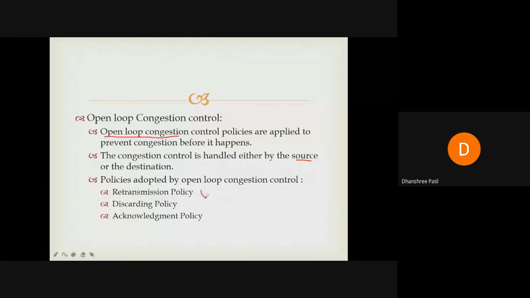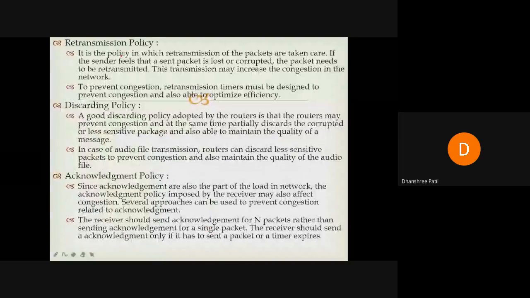These are the three policies which come under open loop congestion control. Open loop म्हणजे काय की congestion व्हायच्या अगोदर काय केलं पाहिजे. Let's see one by one. First is the retransmission policy. Second is the discarding policy, and third is the acknowledgement policy. Retransmission policy is the policy in which retransmission of packets is taken care of. If the sender feels that a sent packet is lost or corrupted, the packet needs to be retransmitted.